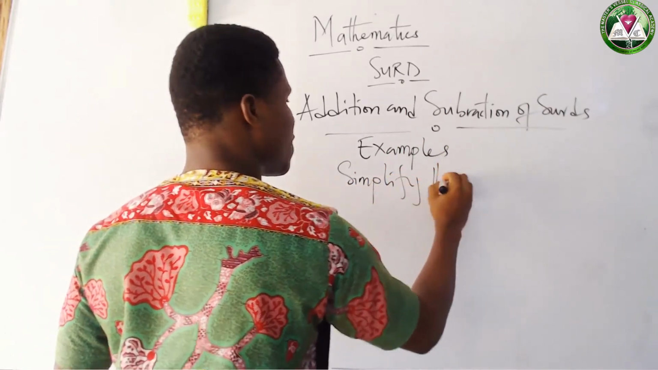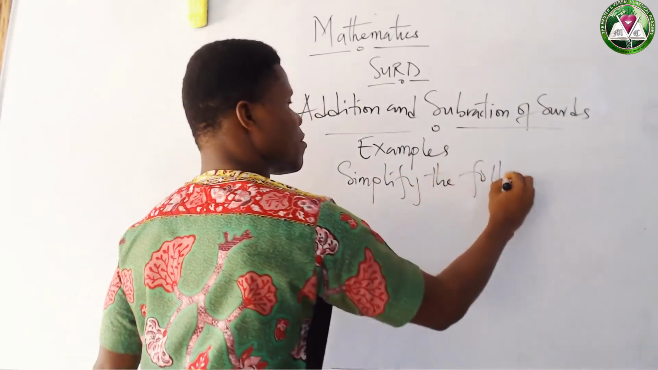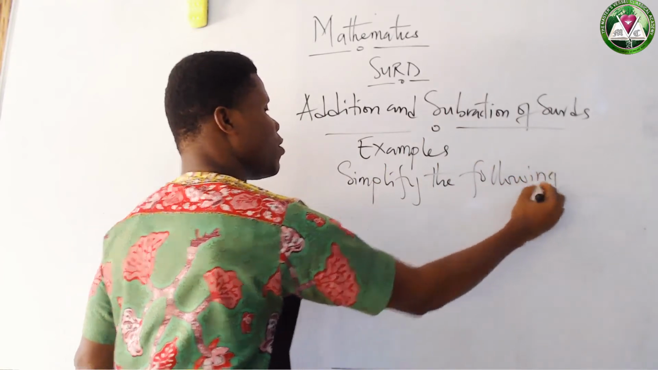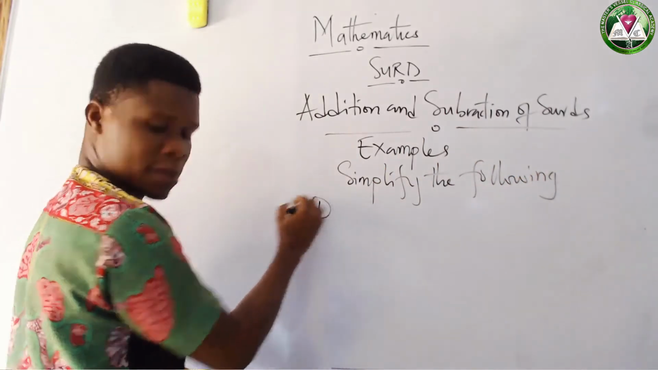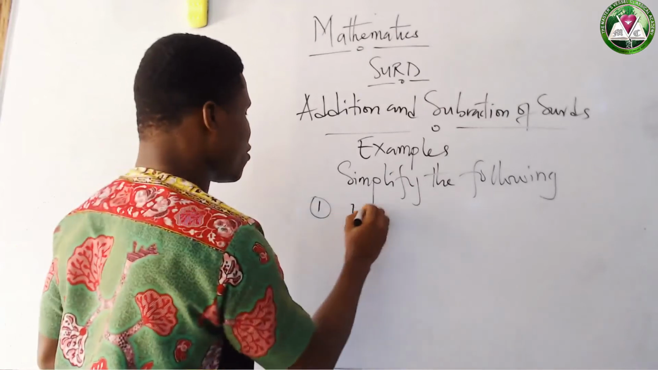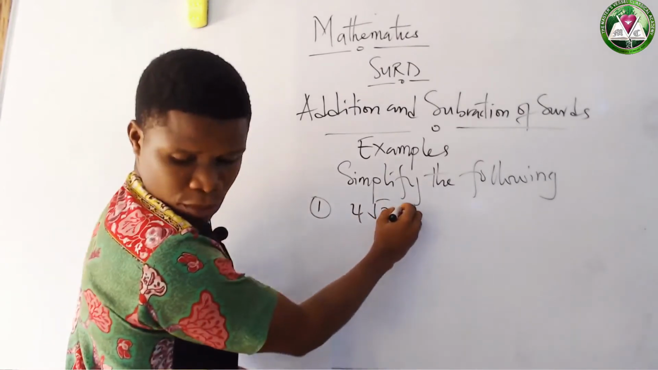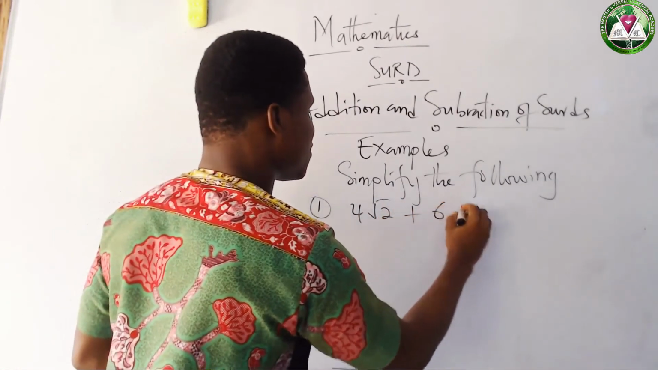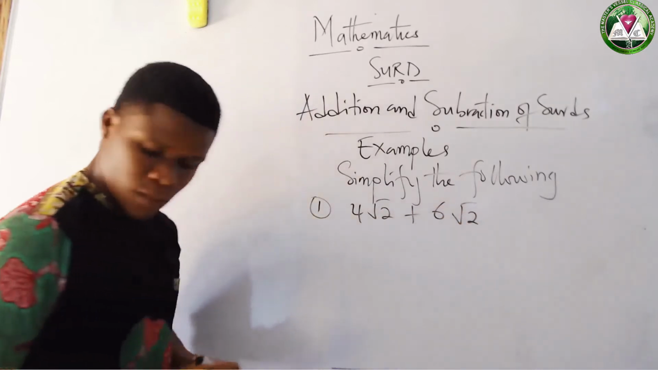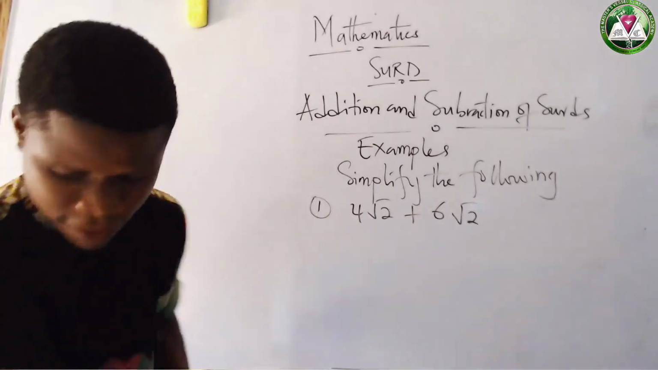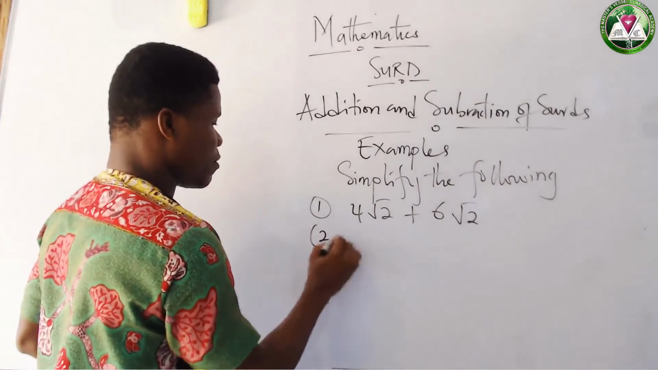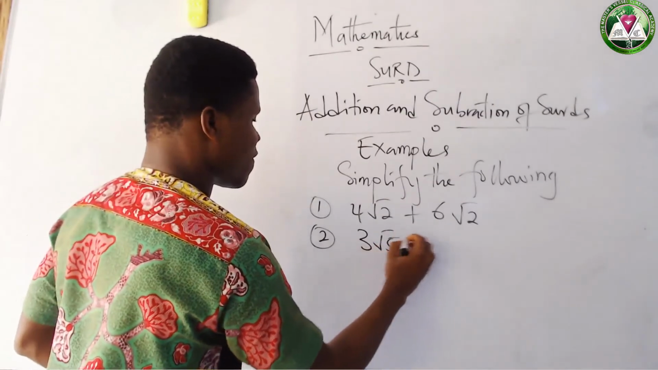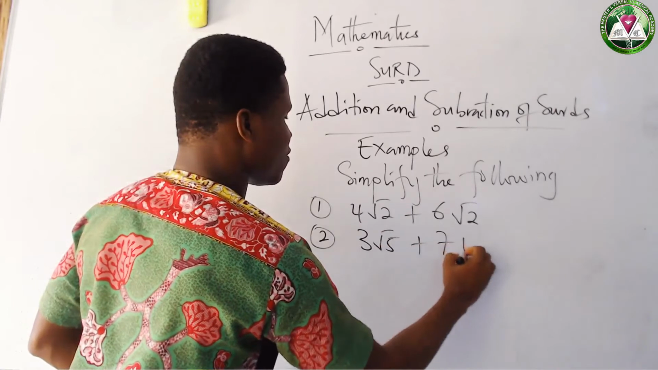Simplify the following. Number 1, we have 4 root 2 plus 6 root 2. We have other ones. Number 2, we have 3 root 5 plus 7 root 5.